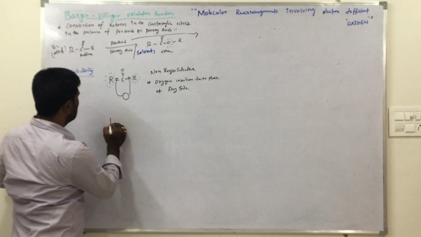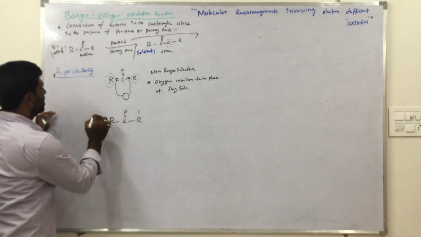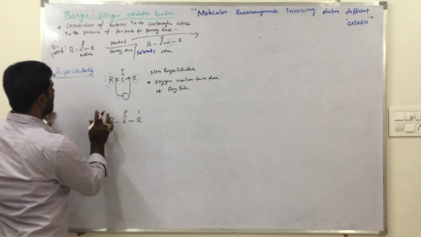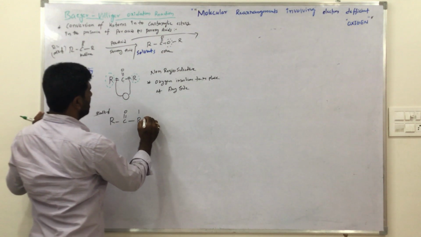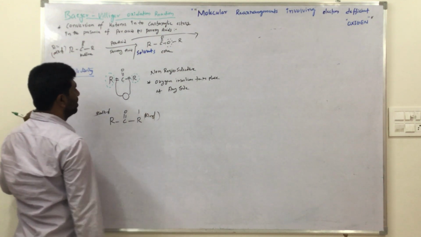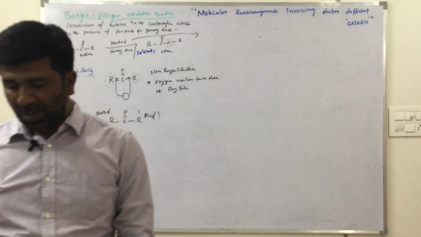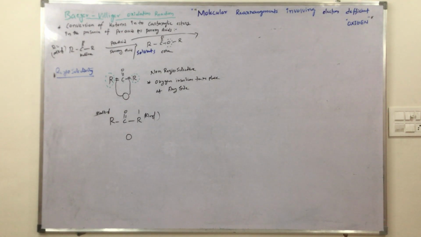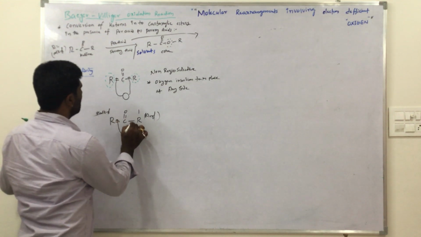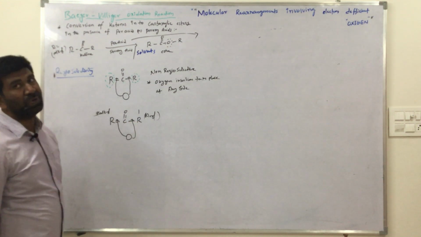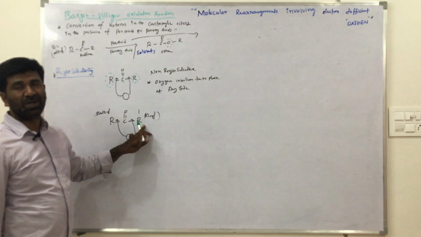Now I take one more example. This is R, this is double bond O, this is R prime. R means alkyl group. R prime means aryl group. Just imagine an aryl group. Now oxygen insertion goes to which place? This place or this place? We don't know exactly. Why? Because these two groups are different.